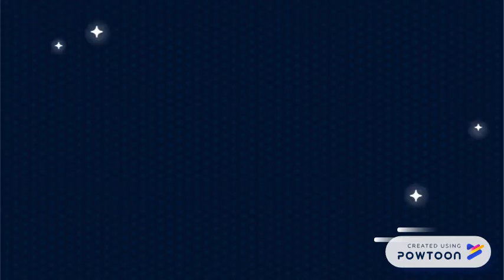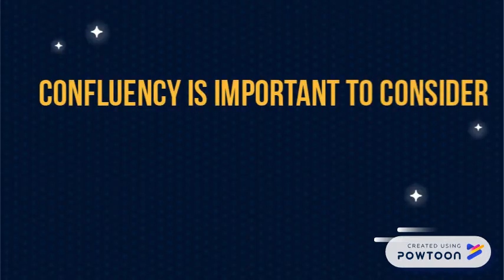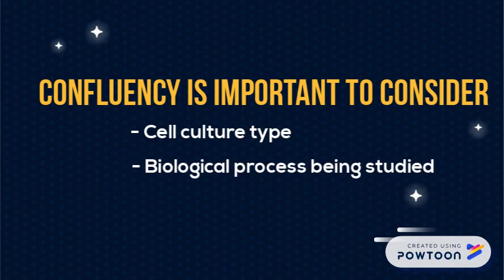As we can see, confluency of your cell culture is important to consider when designing your experiment. When determining what confluency is appropriate for your experiment, you should think about your cell culture type and the biological process you are studying.